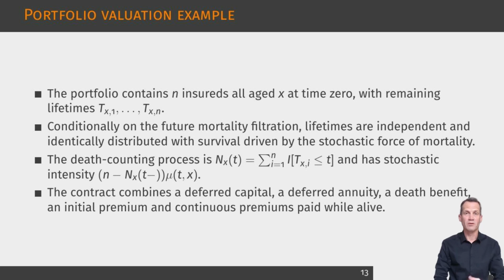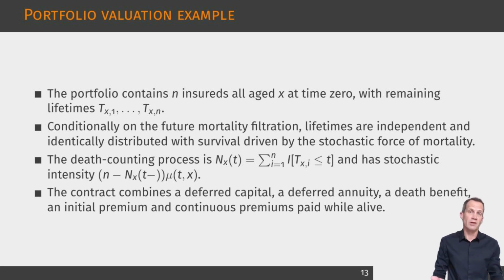The portfolio consists of n insured individuals, all aged X at the initial date. Their remaining lifetimes are random variables. Conditional on the future mortality environment, these lifetimes are independent and identically distributed, with survival driven by the stochastic force of mortality. This separates systematic mortality uncertainty from individual death randomness. The death counting process records the number of deaths observed up to time t. Its intensity is the number of individuals still alive just before t multiplied by the current force of mortality. This gives a precise representation of diversifiable mortality risk.